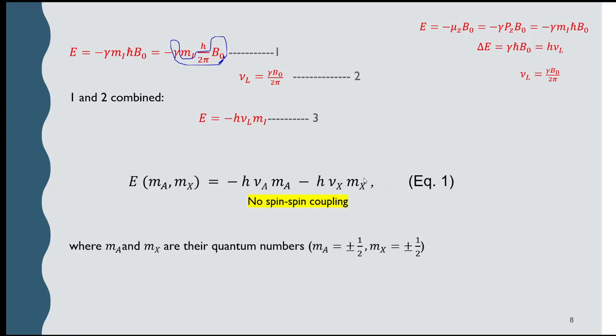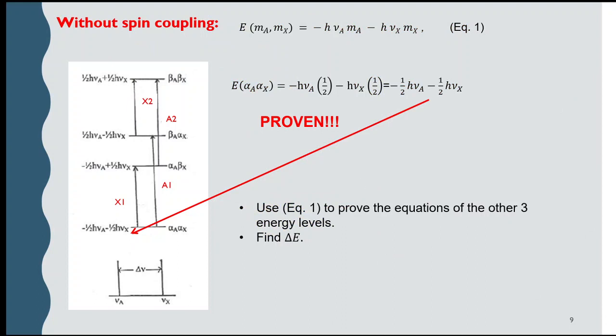So how does the energy level look? You'll see that for alpha A, alpha X, if you just plug that into this equation here, you know that the alpha is going to be a half. So this is for alpha, so that's fine.